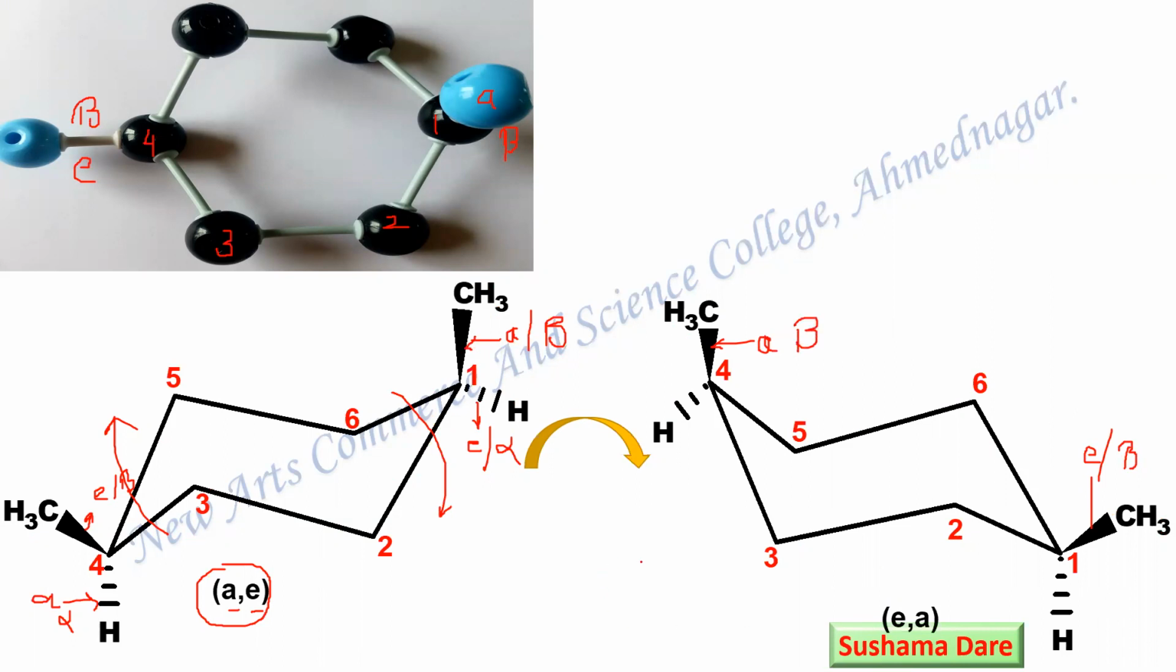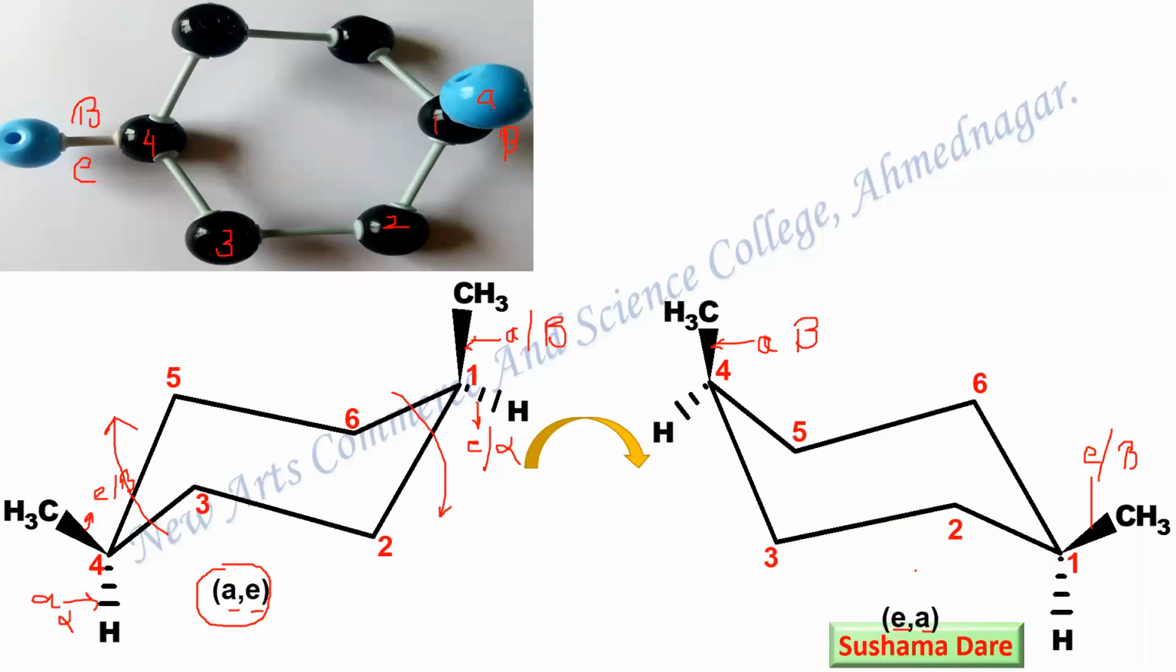So due to flipping, axial changes to equatorial and equatorial changes to axial. What is the name of this conformer? At number 1 position, the group is equatorial. Number 4 position, it is axial.